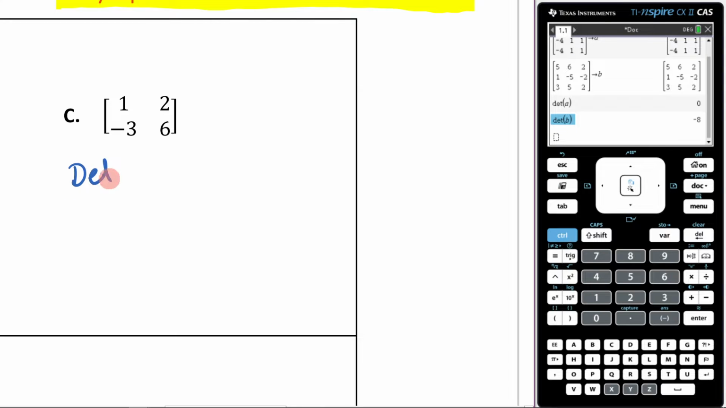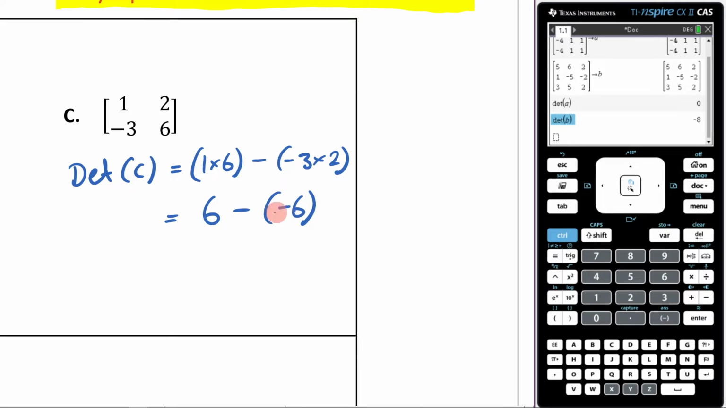We're finding the determinant of C here. What you're going to do is 1 times 6 minus -3 times 2. That's going to leave me with 6 minus, now this is -6 here. You have to be careful if you've got multiple negatives here, because a negative and a negative make a positive. So my answer here is going to be 12. So just be careful there with dealing with your negatives. And again, what does this tell me? The fact that I didn't get a 0 as my determinant tells me that yes, this has an inverse.